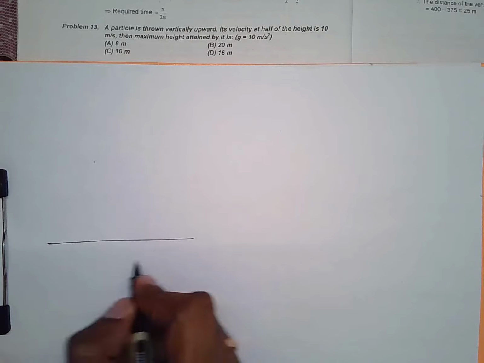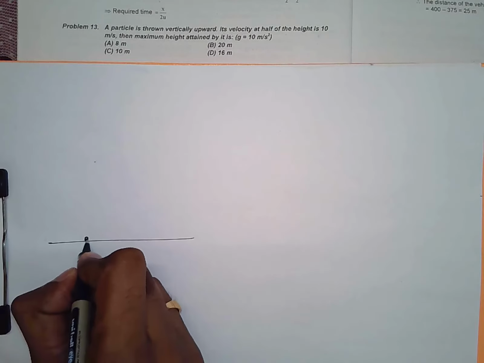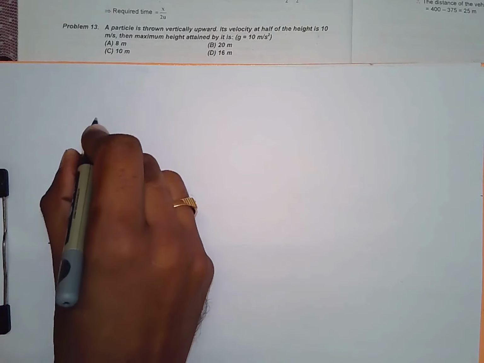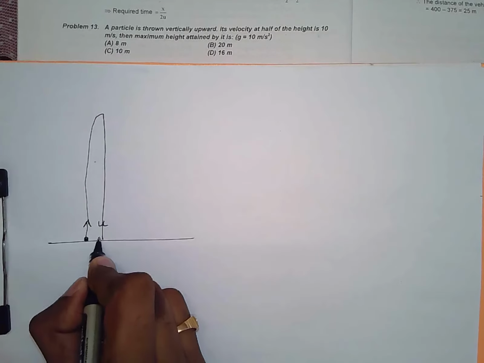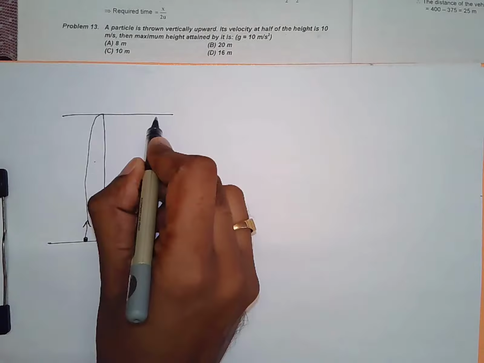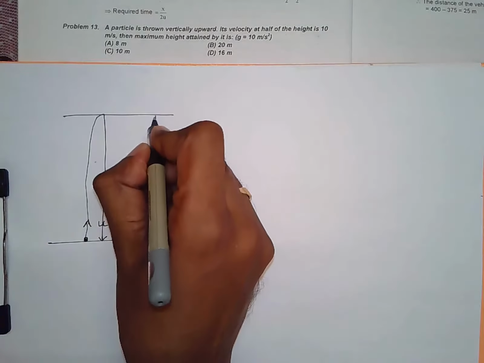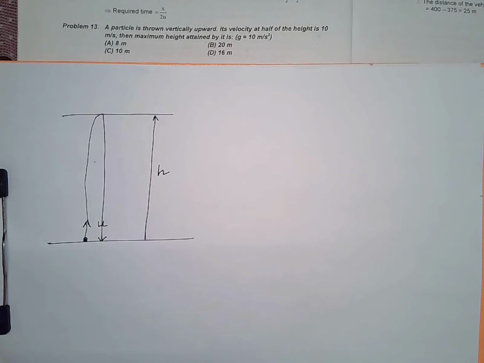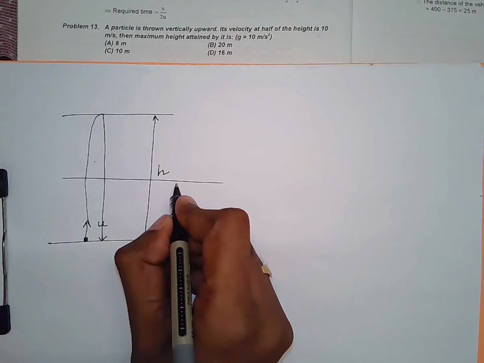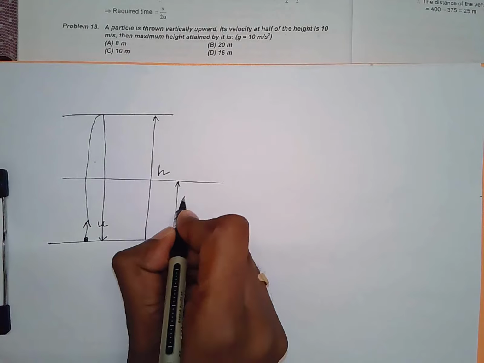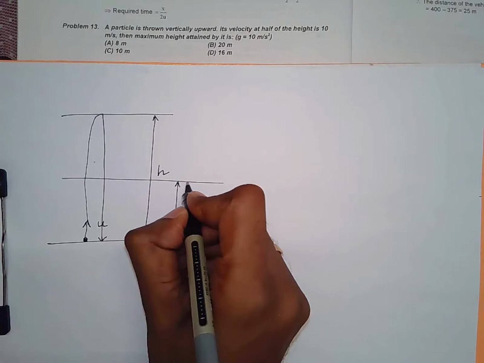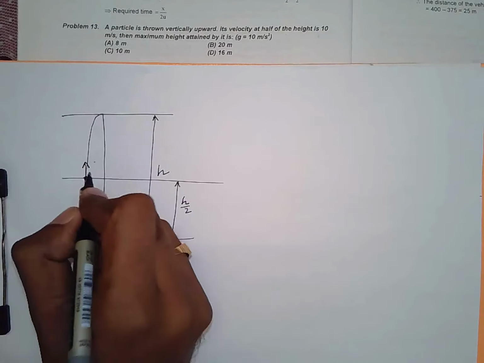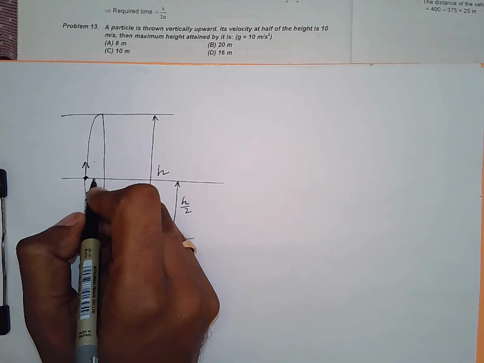So let us say this is the ground, and from here the particle is thrown up with the speed u, and it goes all the way till here and then comes back down. So this is the maximum height h, and at half of that height its velocity was 10 meter per second.